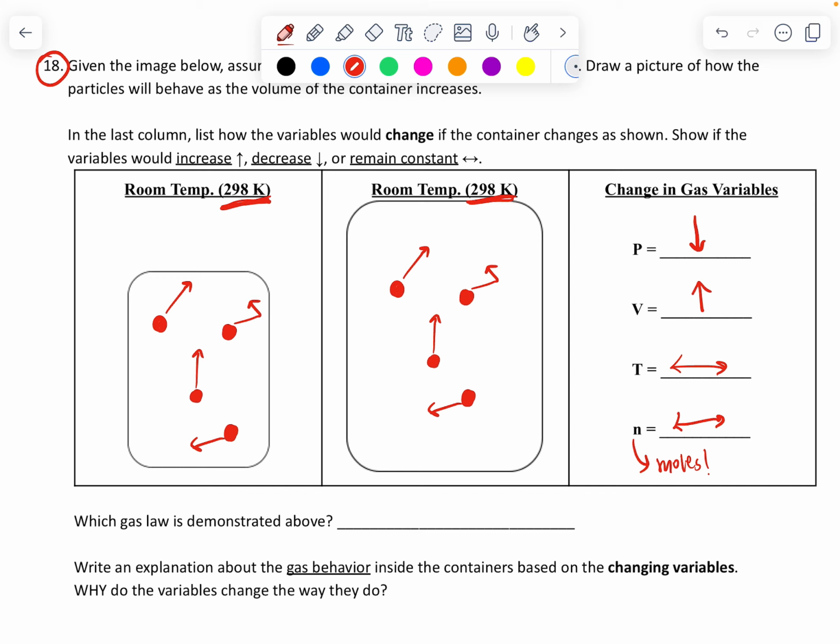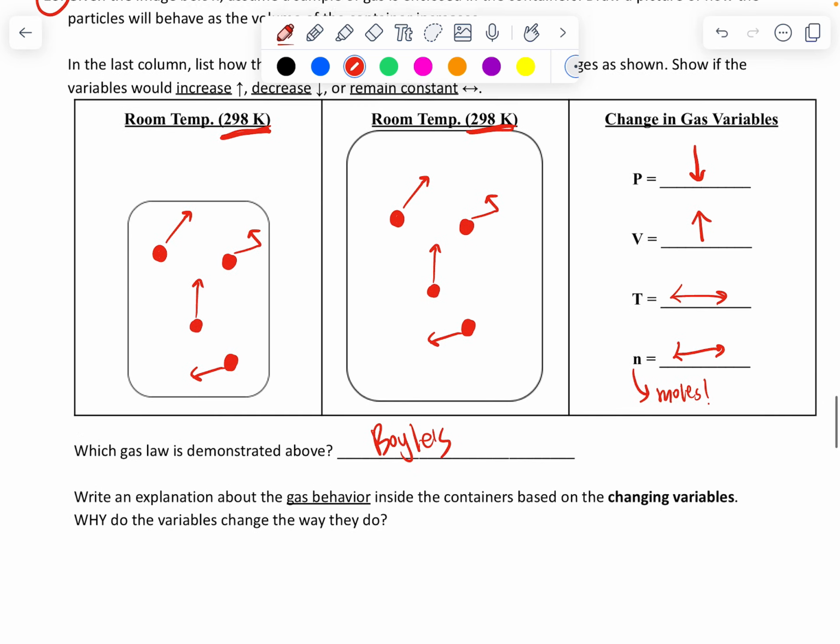So which gas law is demonstrated above? Well, let's see. Temperature is not part of it because it stayed constant. The number of moles stayed constant as well. So the only two variables that actually changed were pressure and volume. And if you look back to the gas laws, that's going to be P1V1 equals P2V2, Boyle's law.